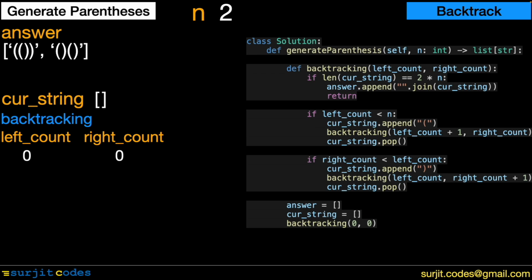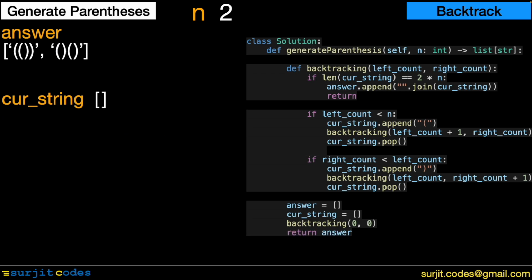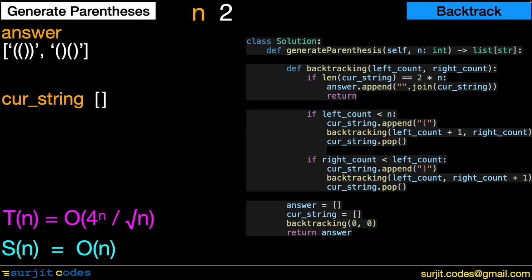Next, we pop out the left parenthesis. With left count 0, a right parenthesis cannot be added, so we skip the if statement and all calls end. And we return the answer. Time complexity is given by the Catalan number. Maximum size of the current string is 2n, so space complexity is of the order of n.